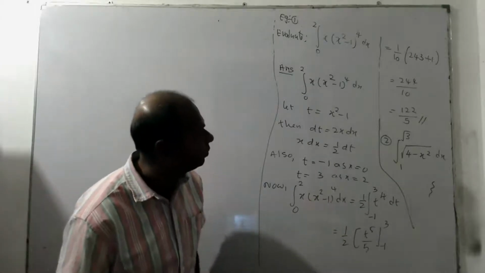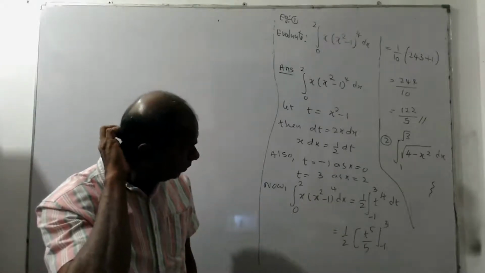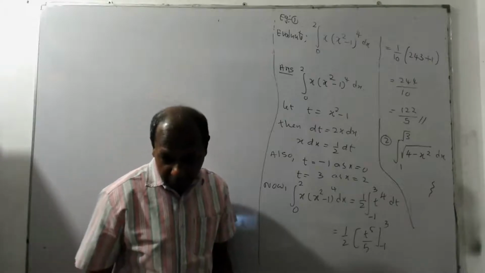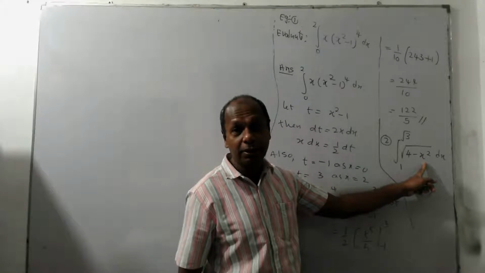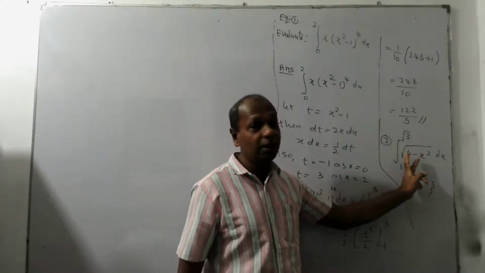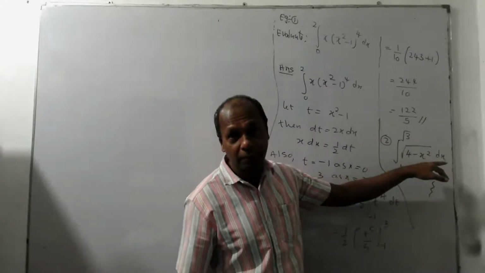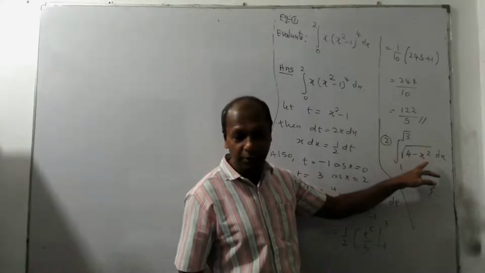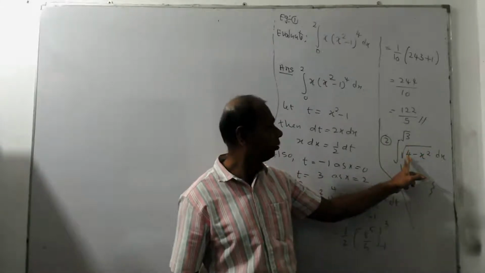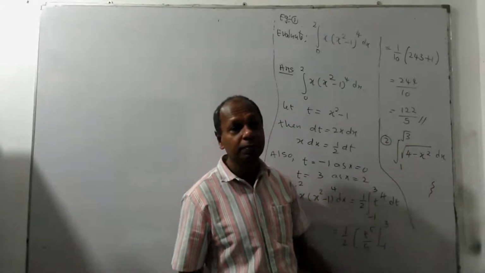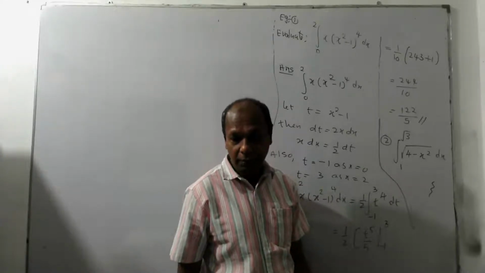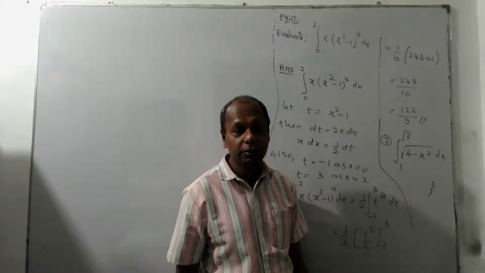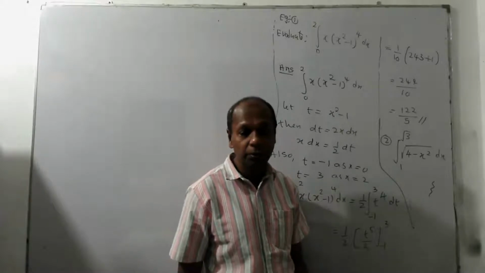Not sec. Not sec. It's a square minus x square. You take sec, then it is x square minus 4. For x square minus 4, it's 2 sec. For 4 minus x square, it has to be not 2 sec. It has to be x equals 2 sine.